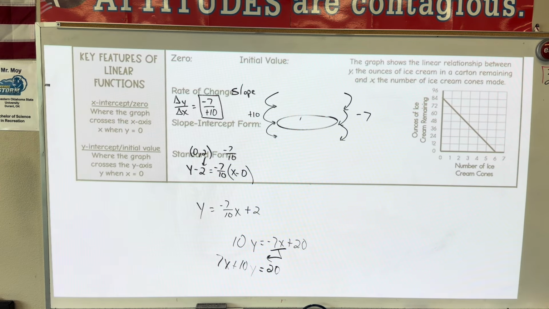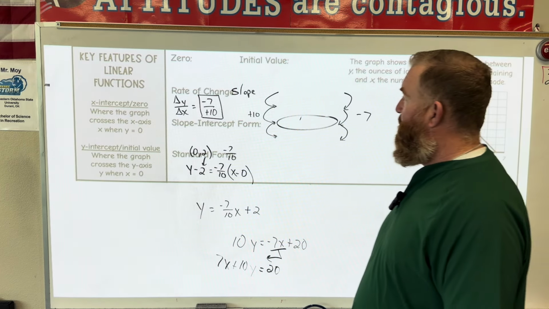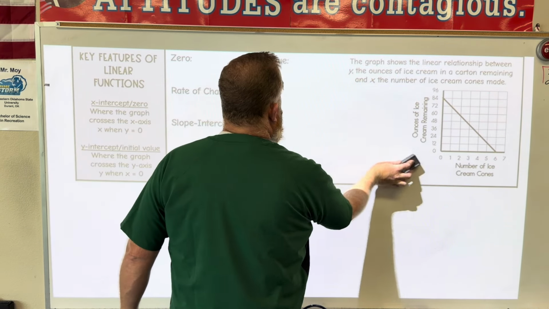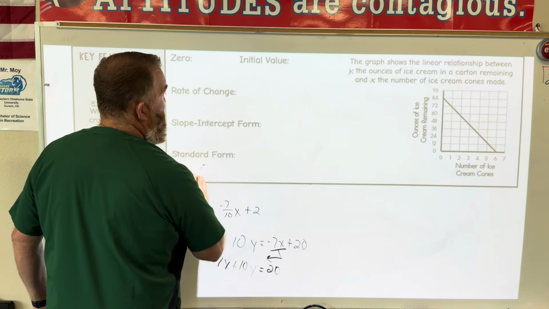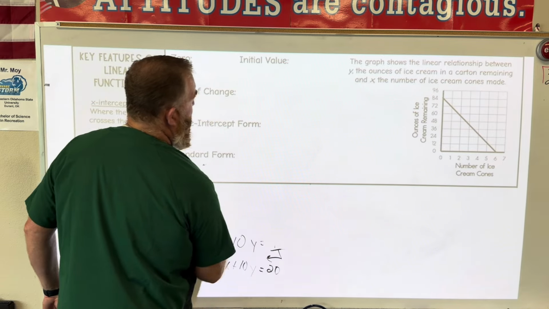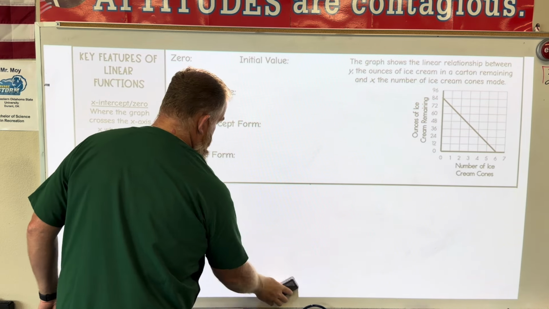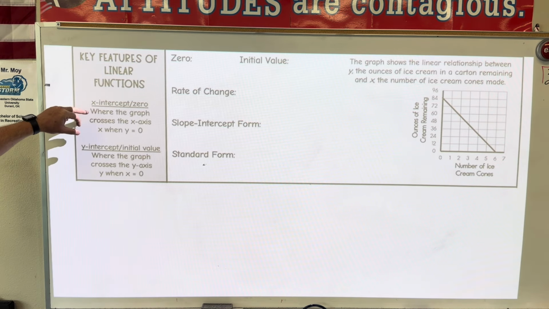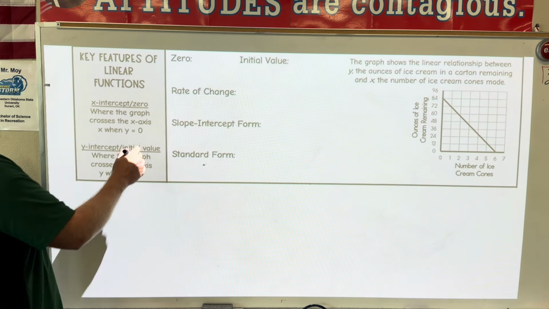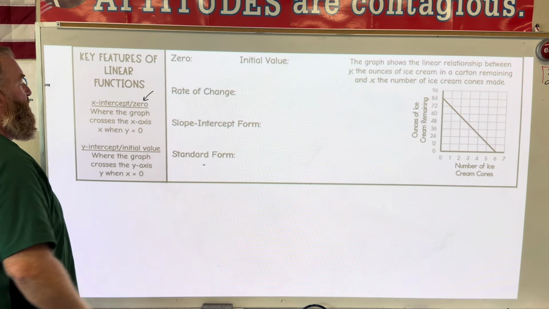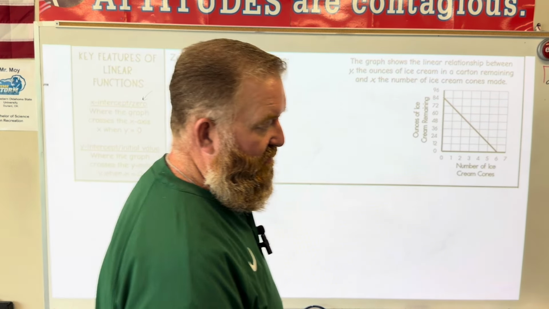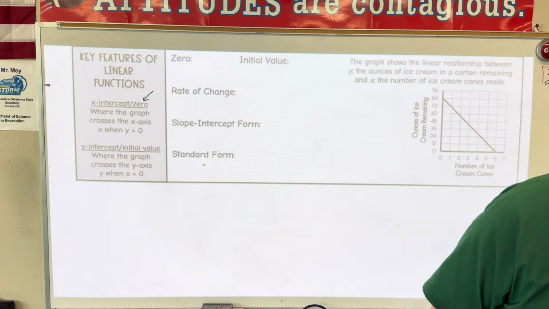Key features of linear functions. Here we go. The graph shows the linear relationship between the ounces of ice cream a carton contains and the number of ice cream cones made. Okay. All right, your x-intercept, your 0, is where the graph crosses the x-axis. Please remember that, okay? If they ask you for the zeros, that is the point where they cross the x-axis.